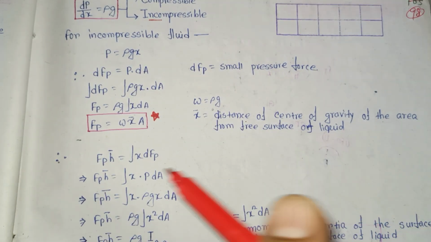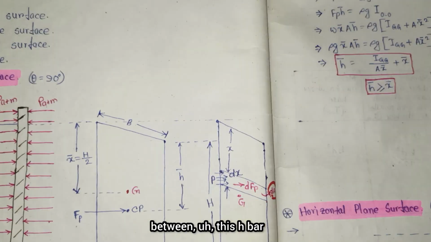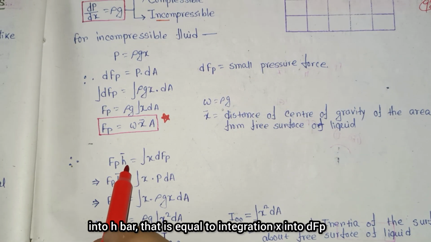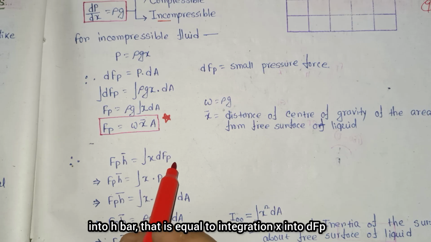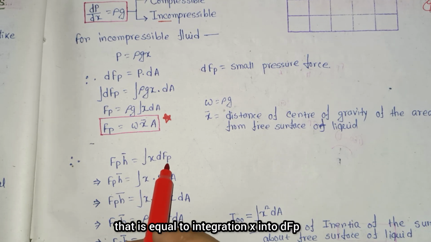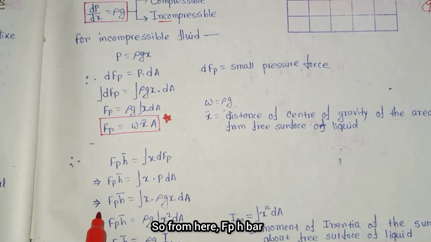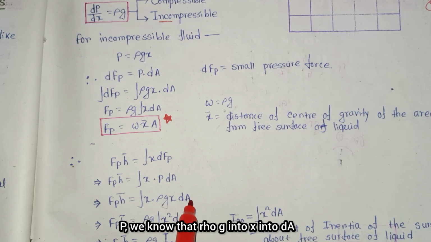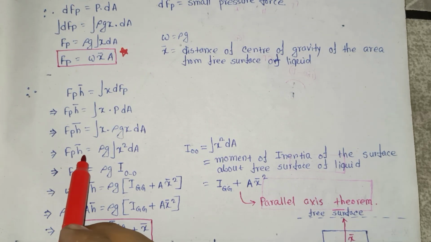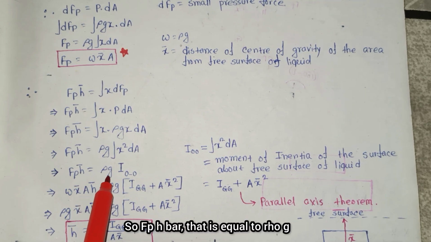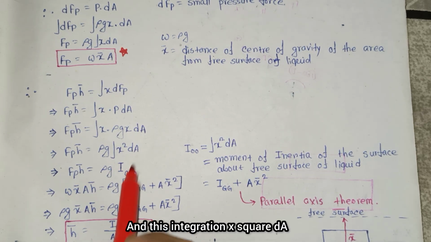Now if you want to calculate the h bar, the relation between this h bar and x bar, how to calculate this relation? So FP into h bar, the pressure force acting at the center of pressure, into h bar, is equal to integration x into dFP. What is dFP? P into dA. So FP h bar is equal to integration x, P we know is rho g into x, into dA. So FP h bar is equal to rho g integration x square dA, and this integration x square dA is I0.